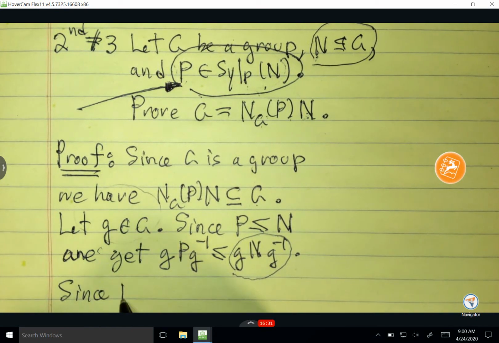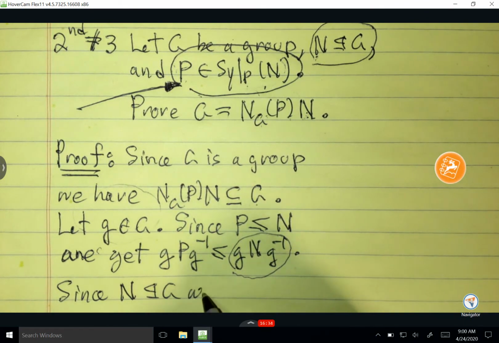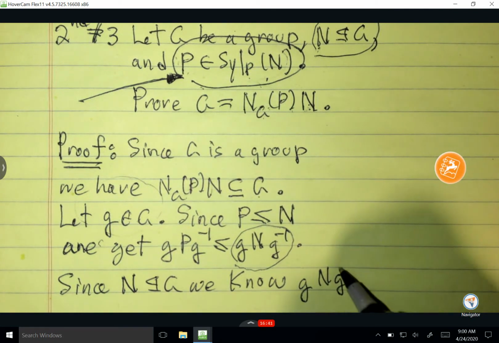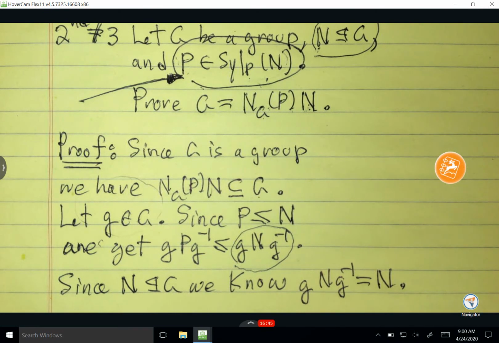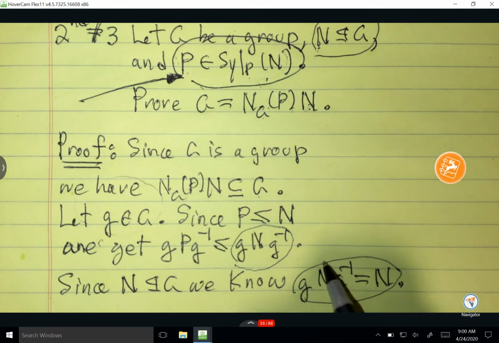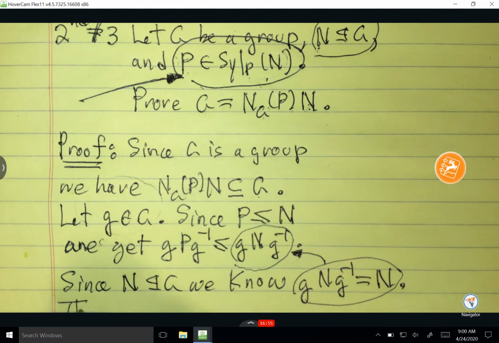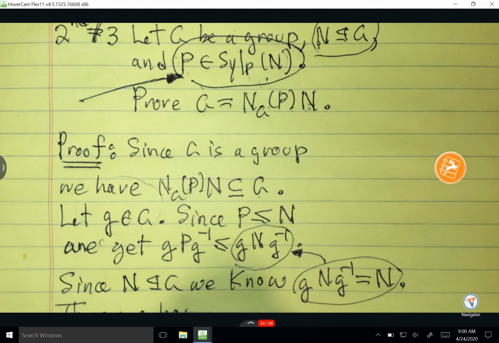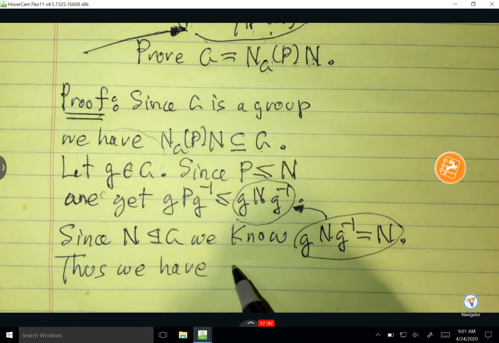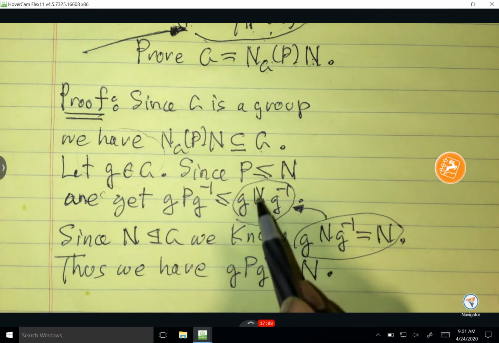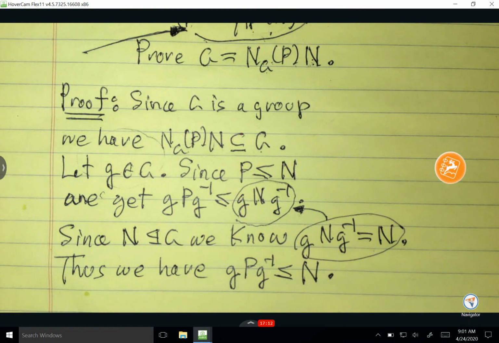Since N is a normal subgroup of G, we know gNg inverse is just N. So if you replace this into there, follow the arrow, thus we have gPg inverse is a subgroup of N. Just replace that into there. But the order of this is the order of P, which is the pth part of N.